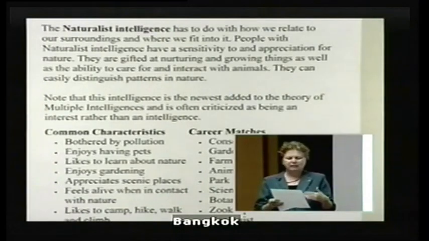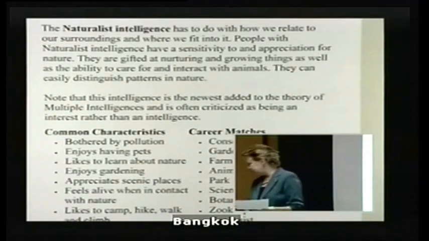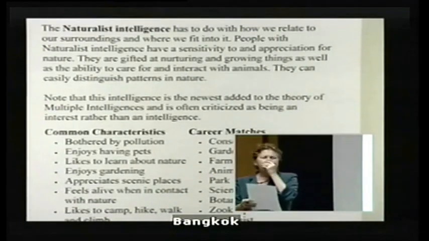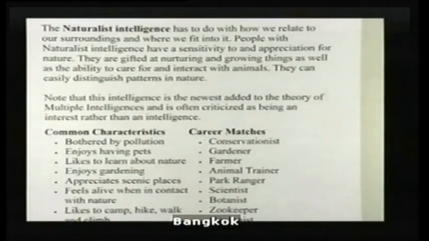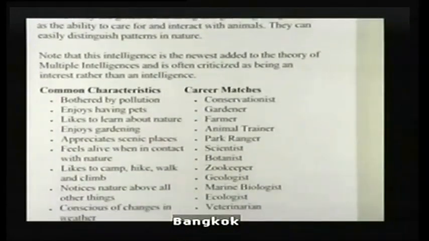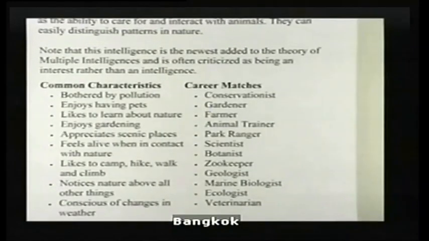So you see, we've got these lists of characteristics here that are actually on the next slide as well. But the idea of people who really are bothered by pollution, who like having pets around, like to be outside in nature, appreciate scenery, notice changes of nature, notice changes of weather.